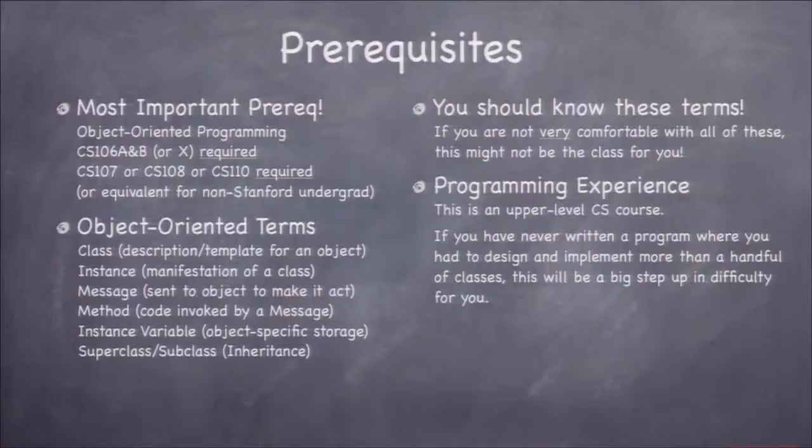iOS 7 is completely object-oriented. Okay, the whole structure of the design of the thing is object-oriented. So you just got to know that. And if you don't know that, you definitely want to go get that first. Okay, take CS 106A and B equivalent first, and then get a little more programming experience, and then you're good to go.